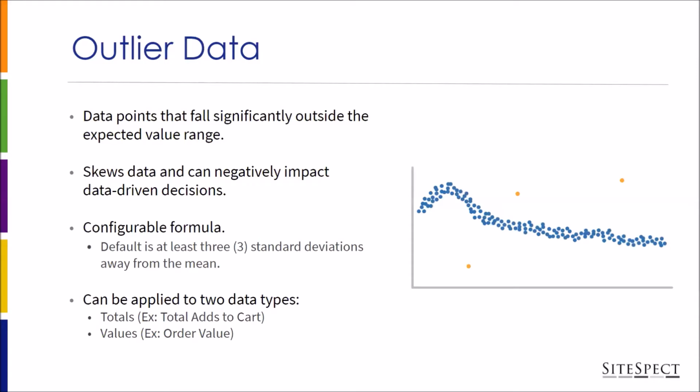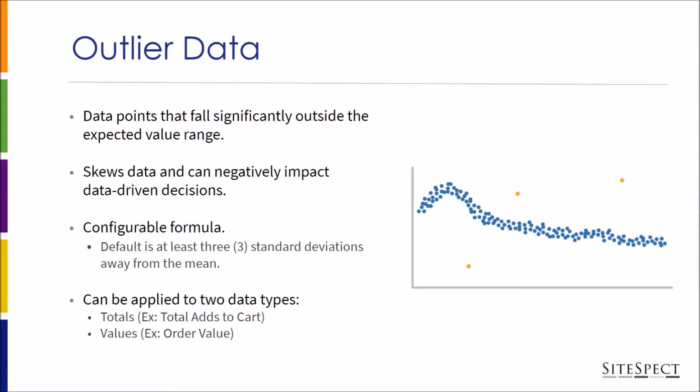Outliers are data points that fall significantly outside the expected value range. Outliers often have the undesired effect of adding noise to testing results, reports, and analytics. For example, one very large order value can skew an entire test result for average order value and drive an incorrect and costly business decision.